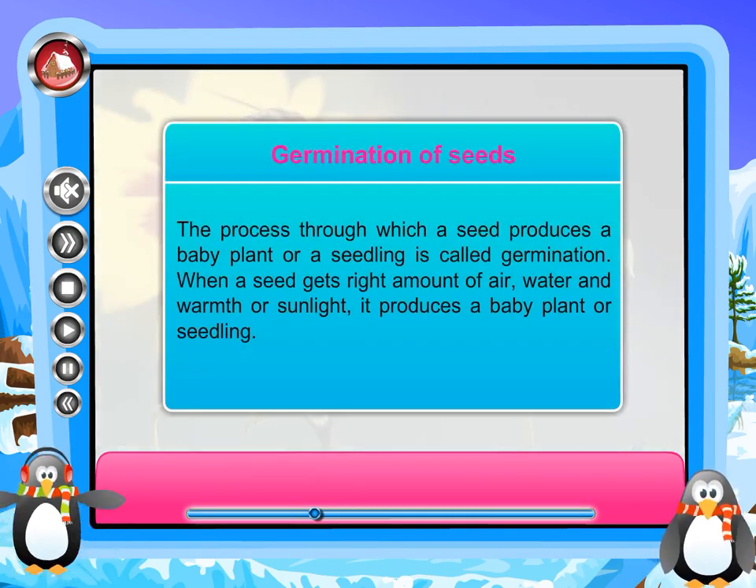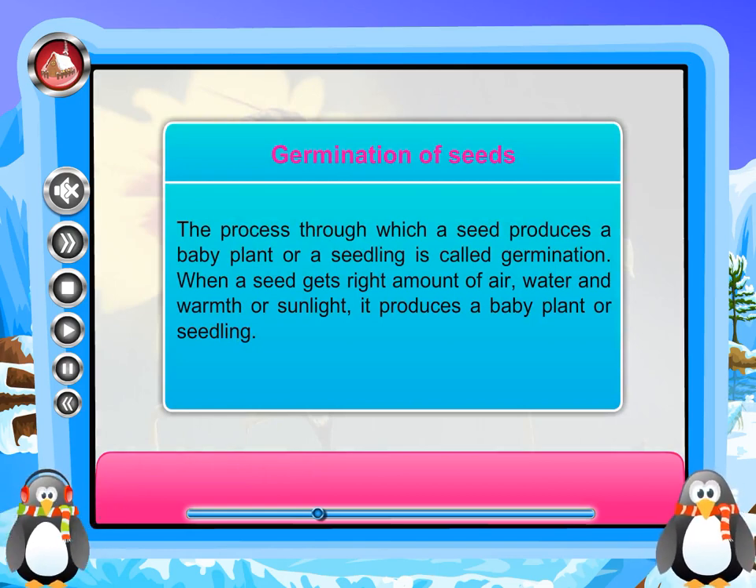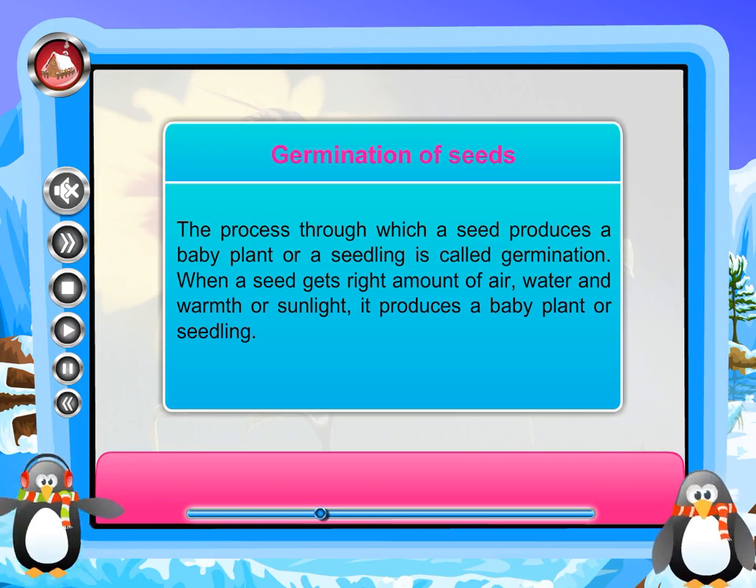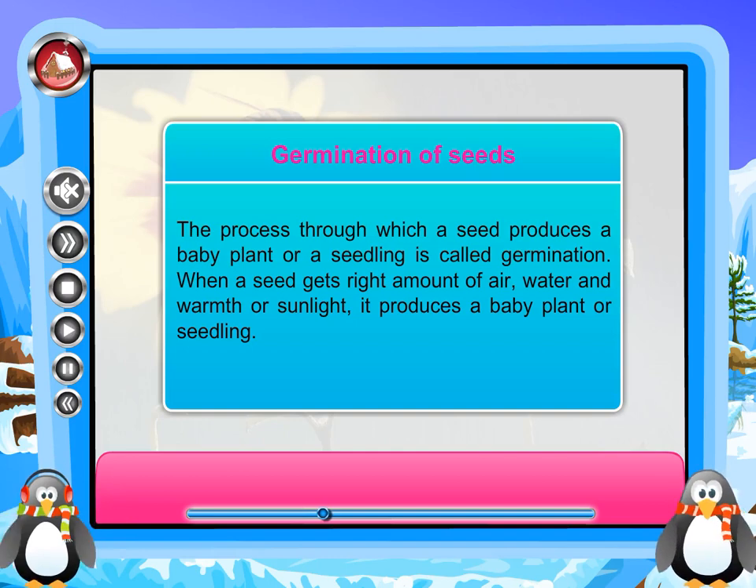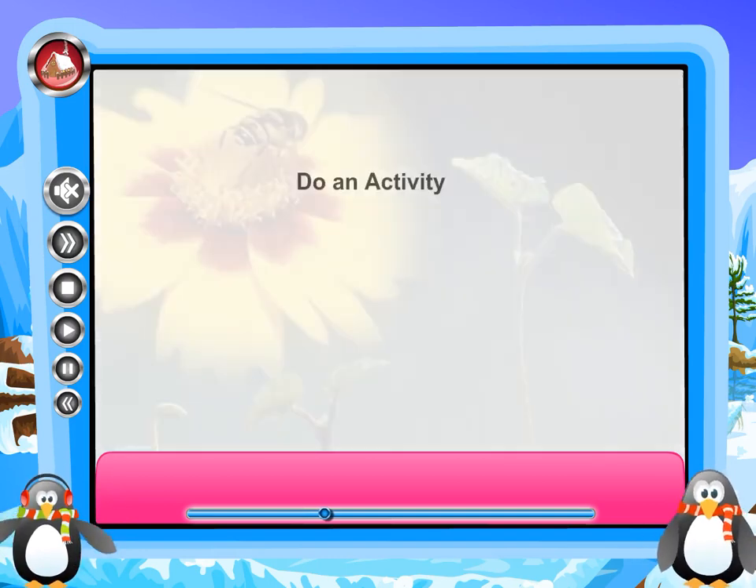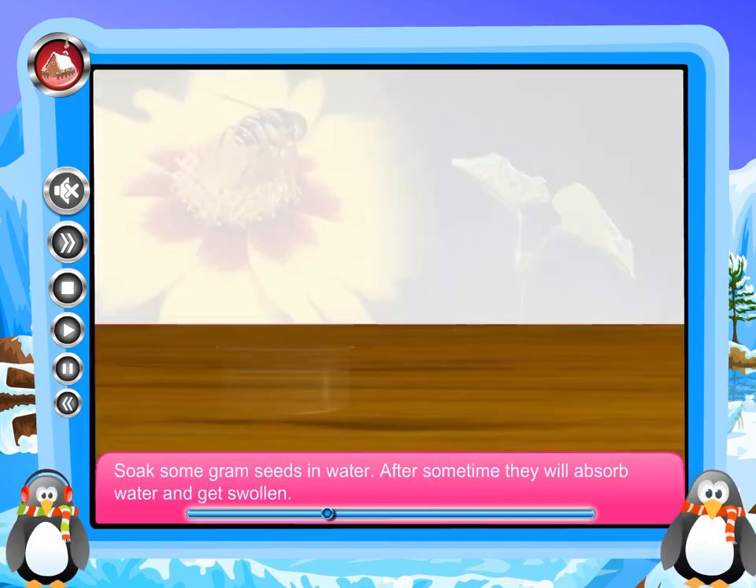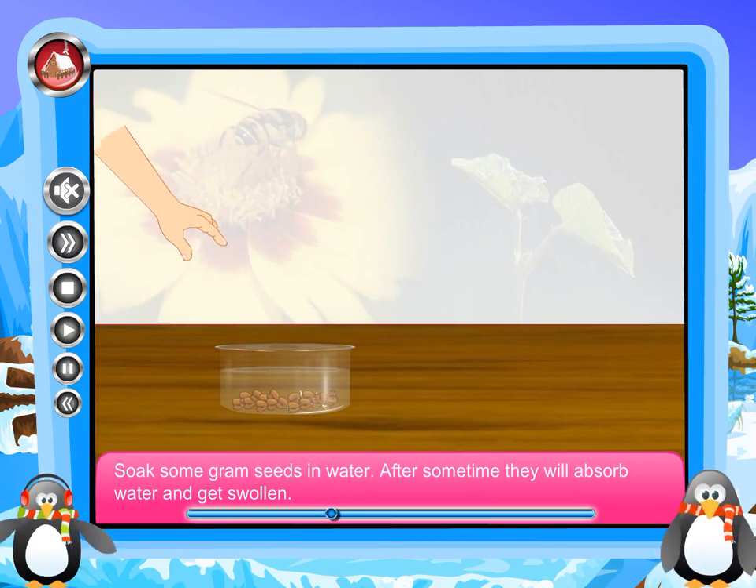The process through which a seed produces a baby plant or a seedling is called germination. When a seed gets right amount of air, water and warmth or sunlight, it produces a baby plant or seedling. Do an activity. Activity 1. Soak some gram seeds in water. After some time, they will absorb water and get swollen.